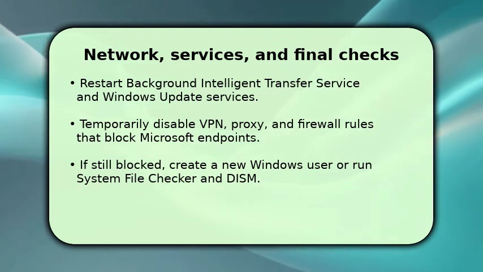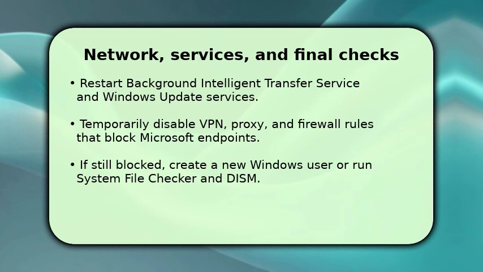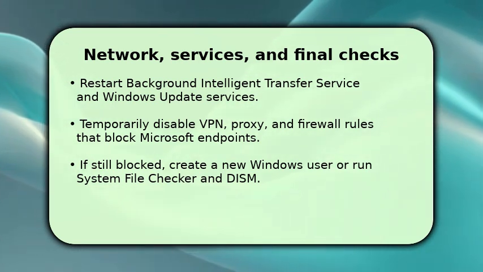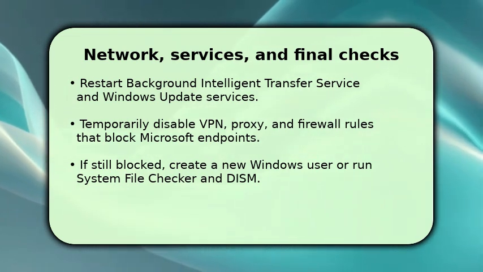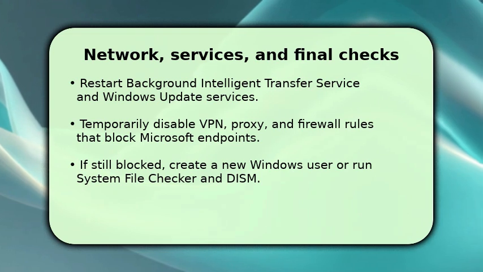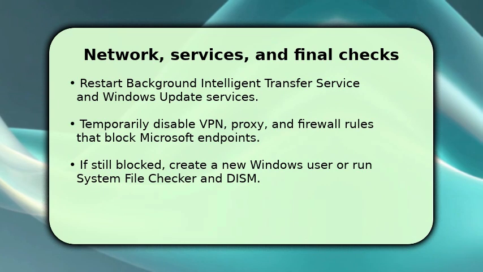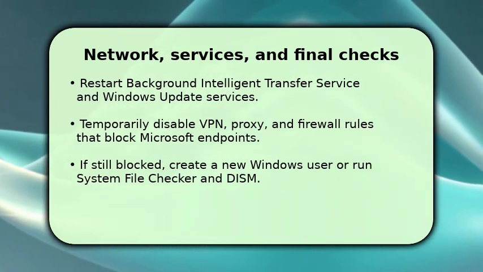Restart the Background Intelligent Transfer Service and Windows Update service because stalled transfers often block app installs. Make sure VPNs or proxies are disabled temporarily and check firewall rules. Sometimes endpoints are blocked. If updates still fail, run System File Checker, SFC /scannow, and DISM RestoreHealth, or create a fresh user account to see if the issue is profile specific.